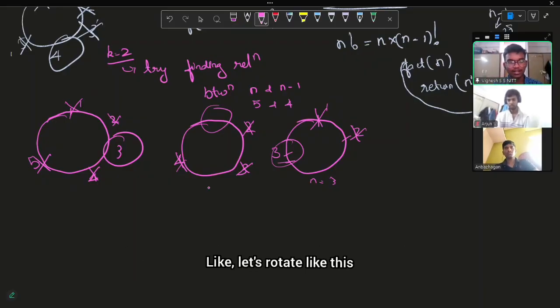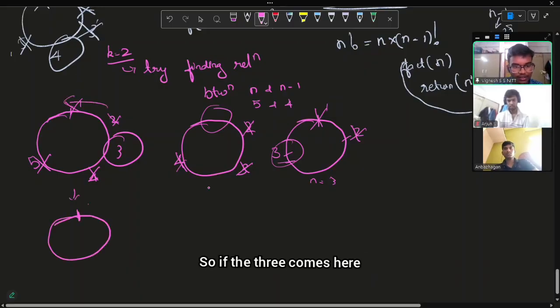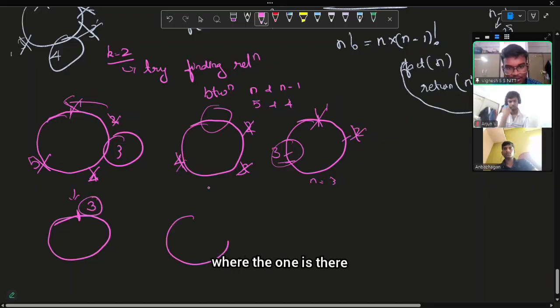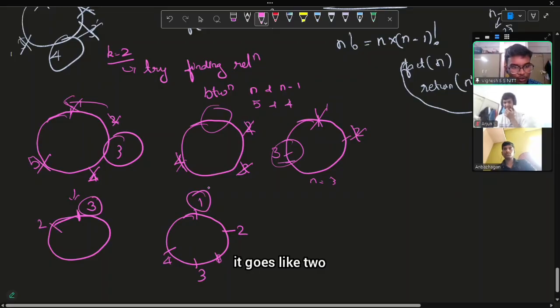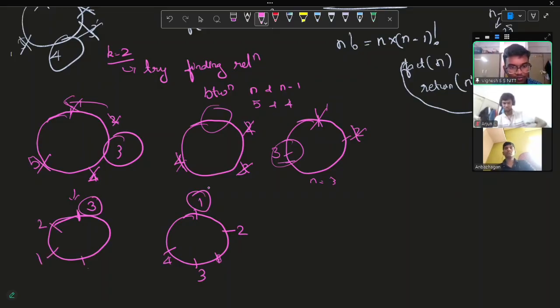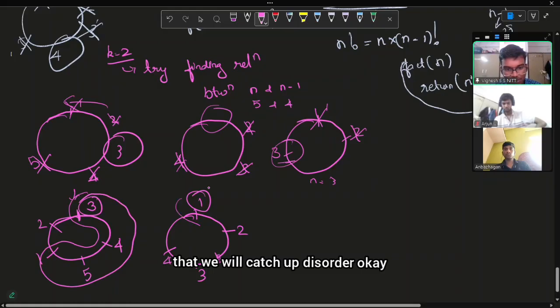Let's rotate like this. If the 3 comes here, it will match exactly where the 1 is. 1 is there, and then 2, and then 3, you can put it here, and then 4. Now if 3 goes there, it goes like 2, 1, 5, and then 4. So we will catch this order alone, as there are only 4 here.